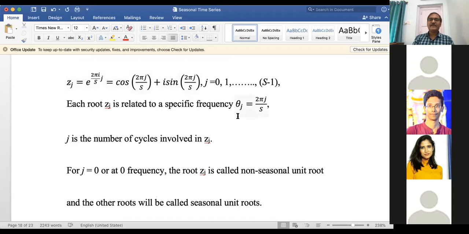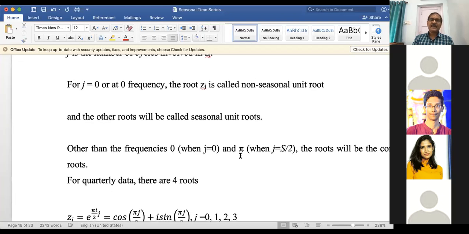And you will get different values of theta, different frequencies corresponding to different cycles, that is, the different values of j. Value of j equal to 0, you will get theta equal to 0. Value of j equal to 1, what will be the value of theta? Just twice pi by s. Substitute j equal to 1. So theta will be twice pi by s. So in this way, we can calculate different frequencies corresponding to different cycles involved in the characteristic roots.